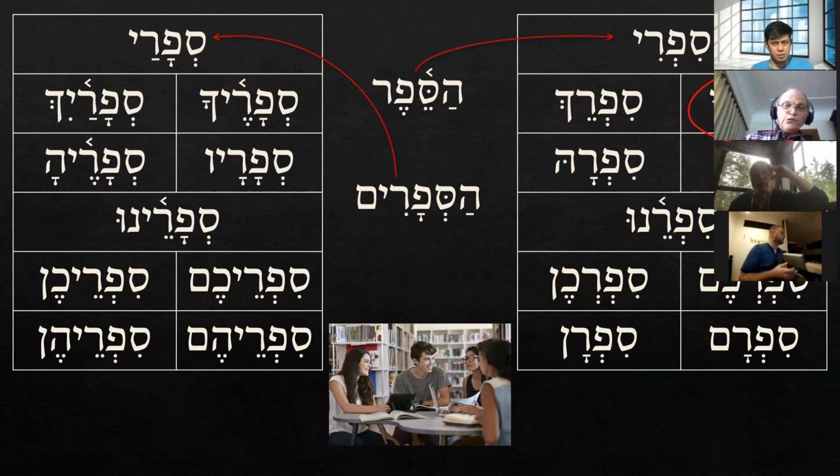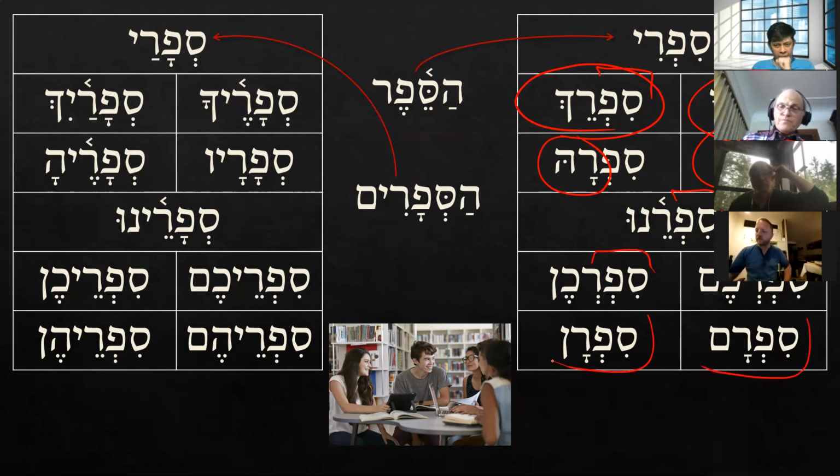Your book, speaking to a male or a boy: Sifrecha. Notice that closed syllable? Sifrech, to a woman. You're speaking to a woman. Sifro, his book. Sifra, her book. Sifreno. That sif stays closed throughout the entire paradigm. Sifrenu, Sifrechem, Sifrechen, Sifram. There's Sifran for feminine. Okay?